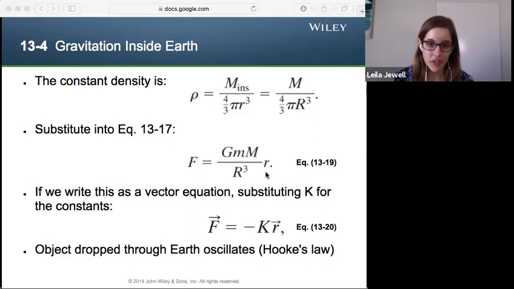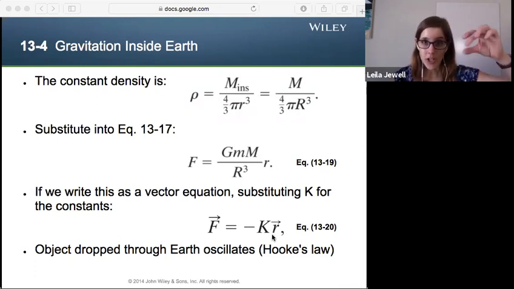So if we write this as a vector equation and say that everything in front of the r is just k, some constant, then we find that the force is equal to negative this constant times the radius vector. It's always pulling inward to the middle, which is what the negative says. And this looks exactly like Hooke's law. The force is negative kx, or kr in this case. In other words, if you had a hole drilled through the center of the Earth all the way through to the other side, and you dropped an object there, it would oscillate.